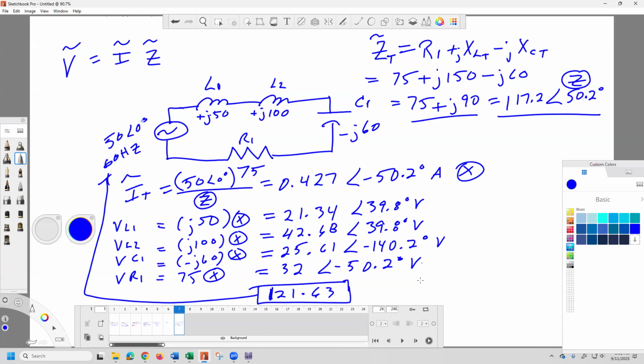21.34 plus 42.68 plus 25.61 plus 32 equals 121.63. So what's the question?